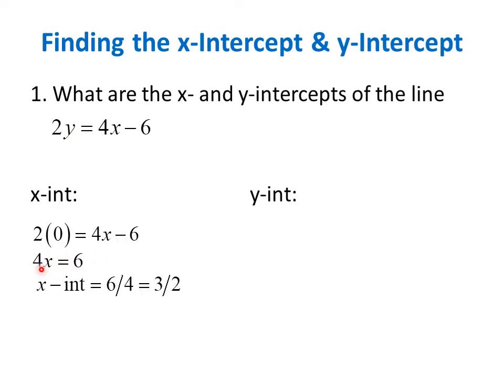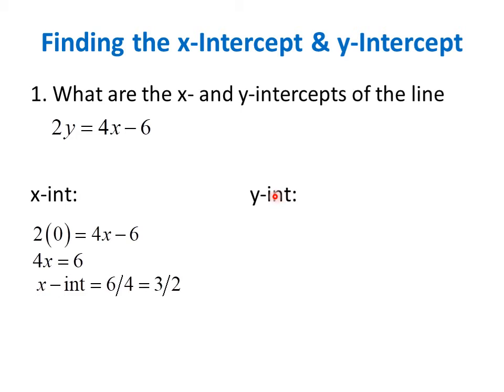To completely isolate x, we have to divide both sides of the equation by 4. So on the left side, we have x, or the x-intercept. And on the right side, we have 6 divided by 4. To simplify, we have 3 halves.